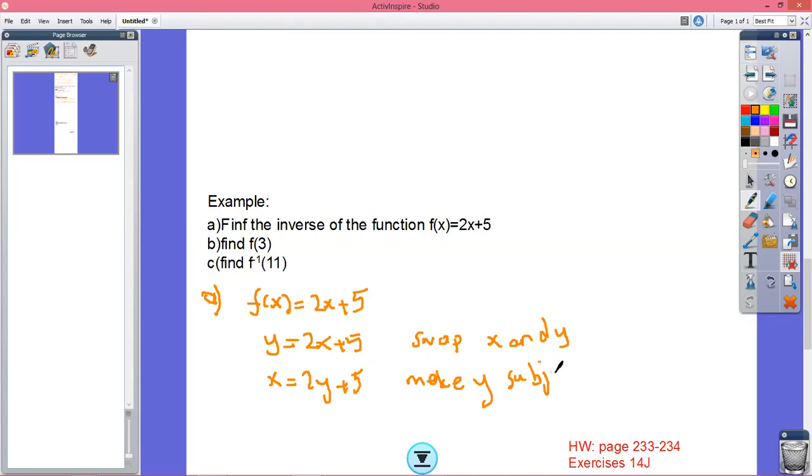And we are going to solve it for y. What will be here? On both sides, x minus 5 will be equal to 2y plus 5 minus 5.